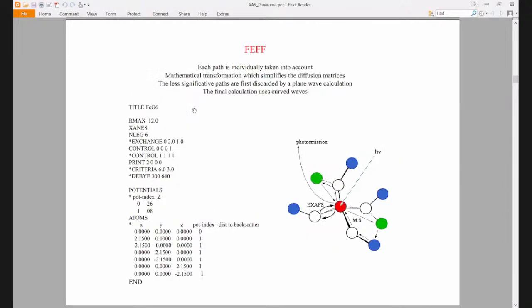What he did is the following. He takes one path each time. The problem is that with FEFF, it's easy to handle, like you play a video game. I mean, you enter the structure. Here is a structure with the central atom and oxygen here. And then this is for a molecule. And then you tell it, okay, some control cards, calculate.